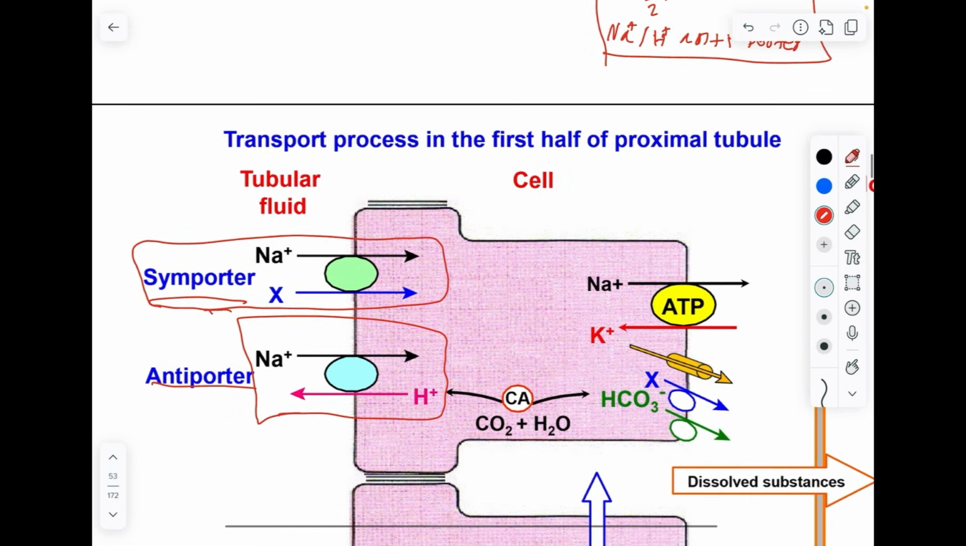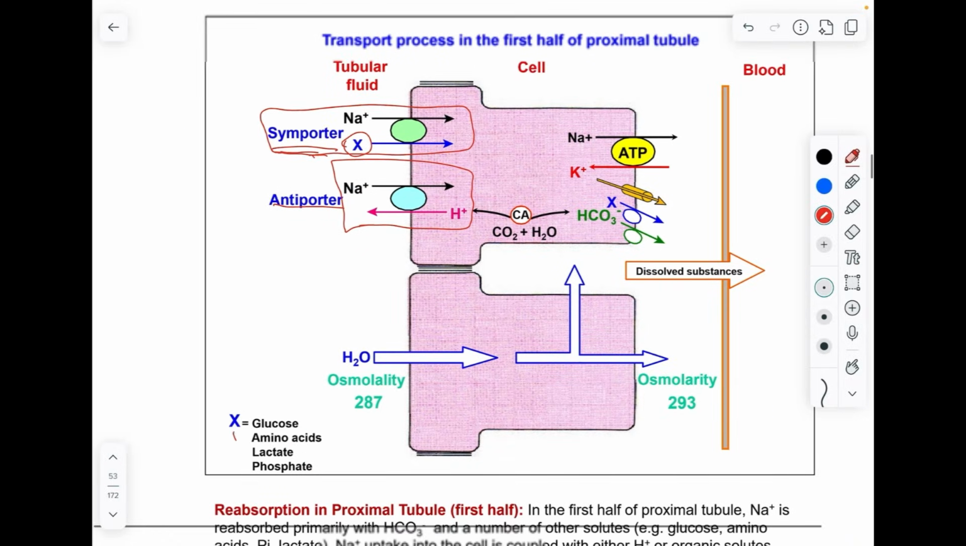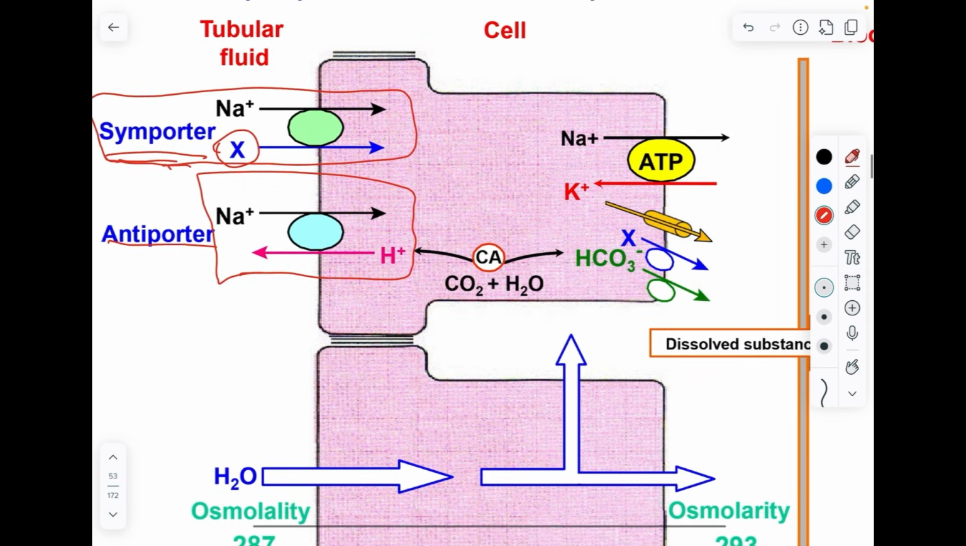Here in the first half of the proximal tubule, the special part is this symporter, which basically gets sodium inside with something negative that we want to call X. This X could be glucose, amino acids, lactate, and phosphate. Either one of these. Okay? Now, this is the first question.